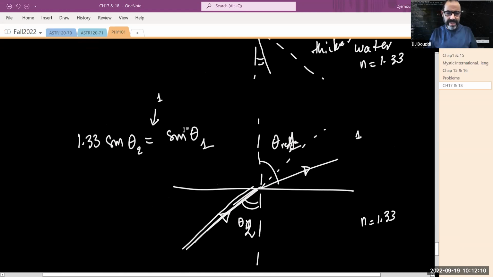So this angle is 90 degrees. That's what I'm saying in here, that this one is 90 degrees. That's all. And we want to find this angle theta 2 in such a way that this is true, okay, for the case of water.